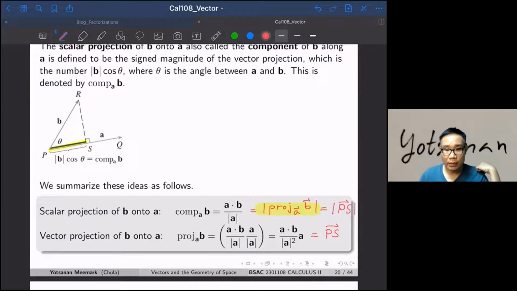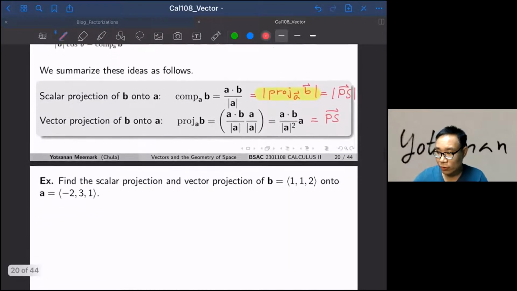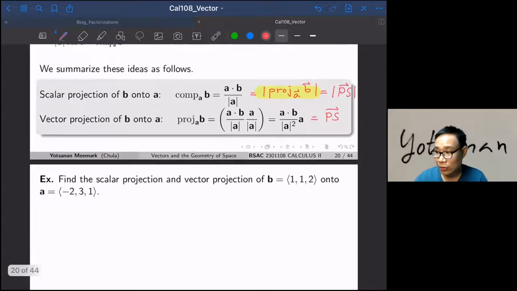Okay, and it's going to be the projection: A dot B over norm A squared, times A. So if I give you two vectors, the question will basically ask you two things: to find the component, or to find the vector projection. Okay, let's try one example.